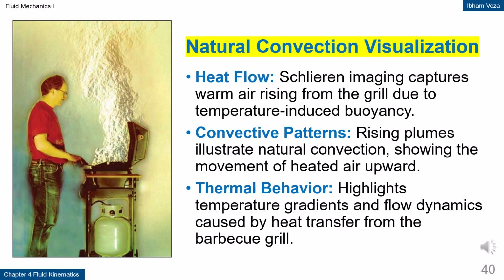Natural convection visualization. Schlieren imaging is used to visualize hot air rising due to temperature differences. The rising plume patterns show the presence of buoyancy forces caused by density variations. This flow occurs without any fan or external forcing. This phenomenon is called natural convection and is very important in many engineering applications. This visualization shows how heat transfer can drive fluid motion.